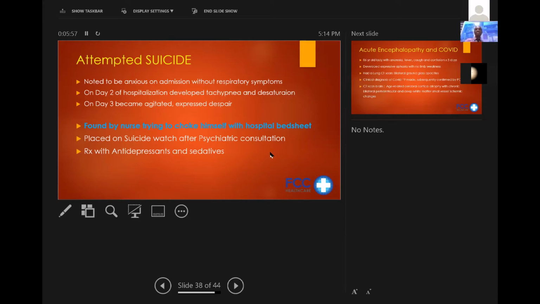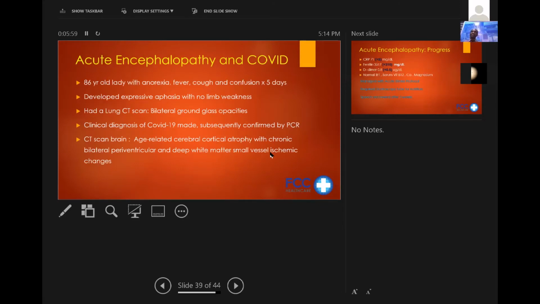Third patient, an 86-year-old lady, was previously rather independent, normally communicative, who presented with a history over 5 days of anorexia, fever, cough, and confusion. She developed complete aphasia without any limb weakness. Before she came, she had done a CT scan, which showed bilateral ground glass opacities. At the time she came in, though, her respiratory status was relatively stable. She needed only very minimal oxygen support.